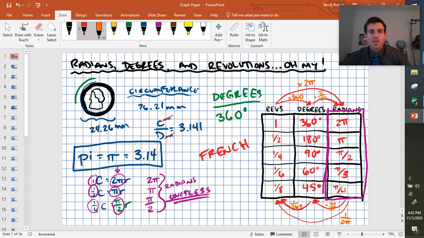I guess the very last thing to mention here is the variable that we tend to use to represent angular displacement, the thing that has these units. This is a variable you guys have seen quite a few times already this year. We'll use the Greek symbol theta to represent our angles. But theta could be in revolutions, degrees, or radians, depending on the problem. So that is all the stuff you need to know about radians, degrees, revolutions.